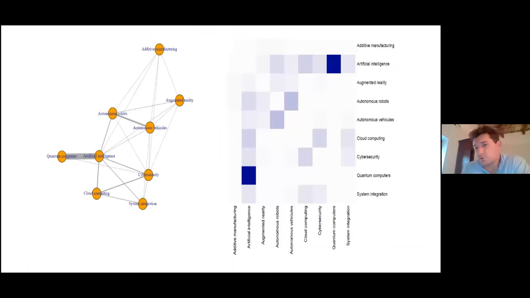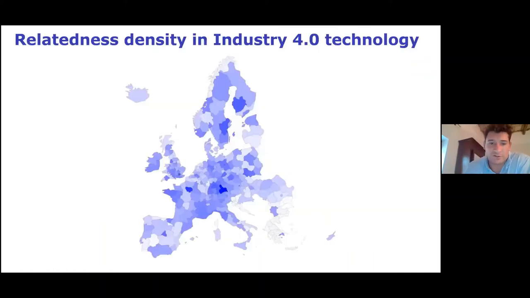Then you have here the connection between these different technologies, if you're interested in that. Autonomous robots, for instance, are related to autonomous vehicles, and also related to additive manufacturing, 3D printing. And then you have another bubble here, another cluster around quantum computers, AI, cybersecurity, that connect to each other.